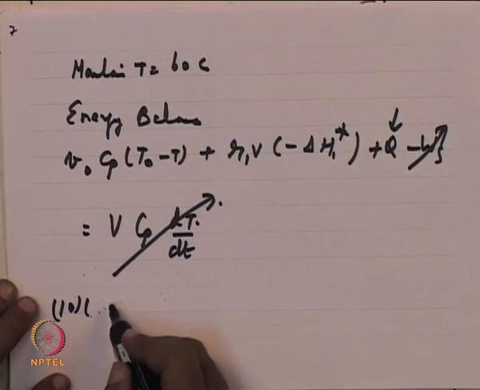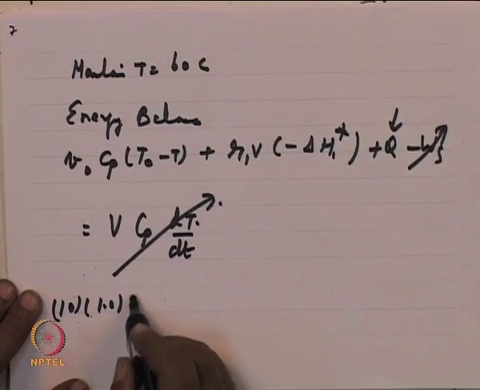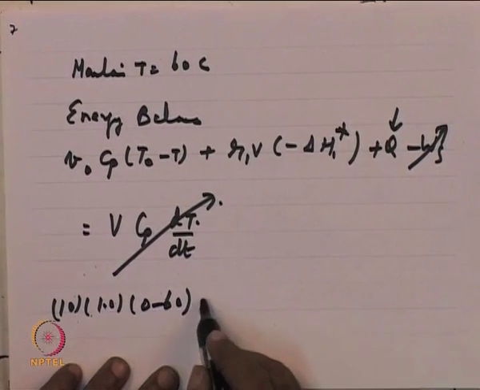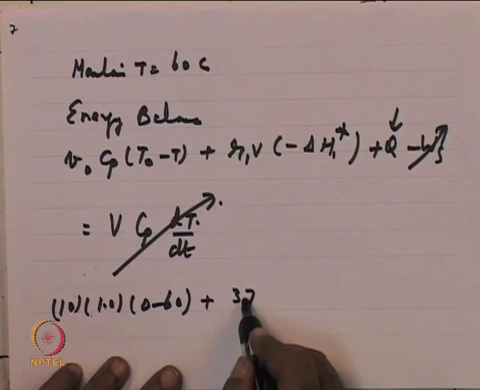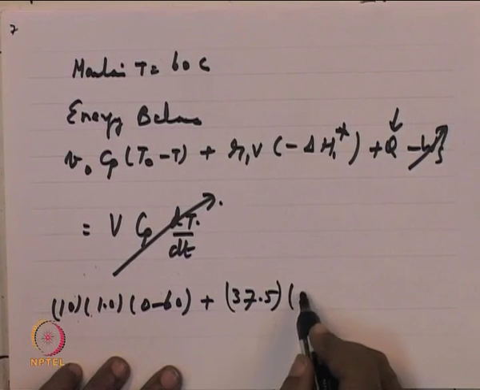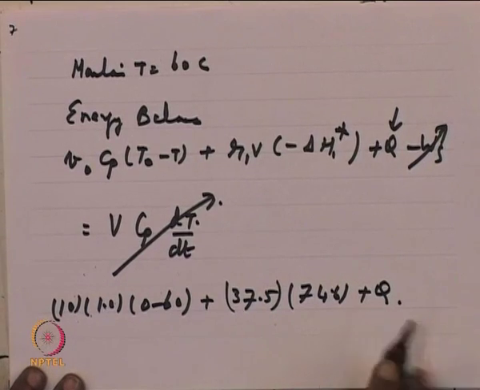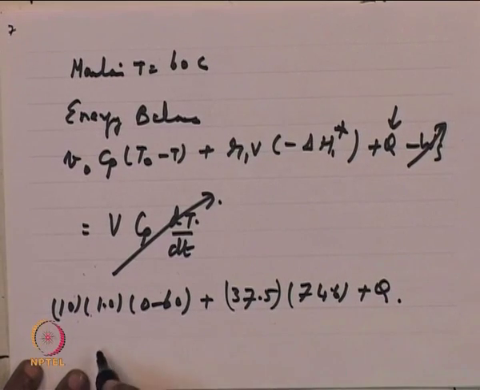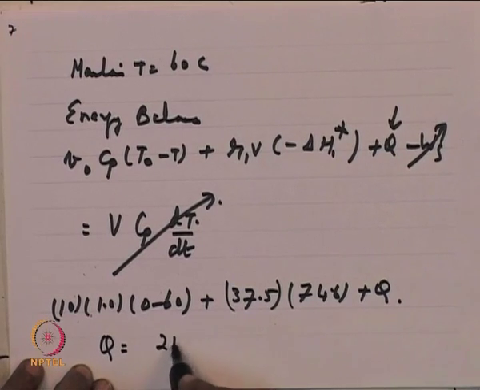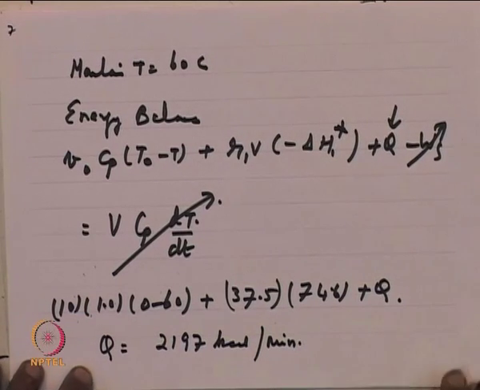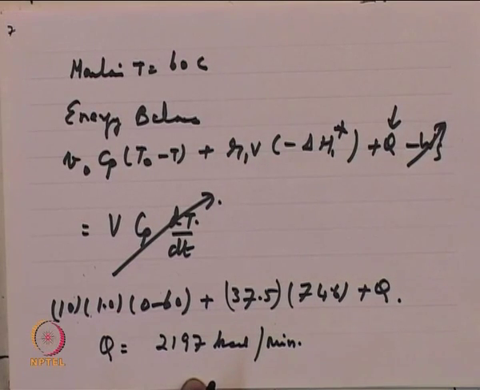Okay. So, we can put all the numbers, let me see, therefore, I am putting all the numbers, 10, C p is 1 kilocal per minute, and then temperature is going from 0 to 60, okay, all right, plus R 1 V is 37.5 multiplied by 74.6 plus Q, okay, this is clear. Therefore, Q turns out to be 2197 kilocal per minute. So, what we are saying is that in order to maintain the temperature at 60, so much heat has to be.